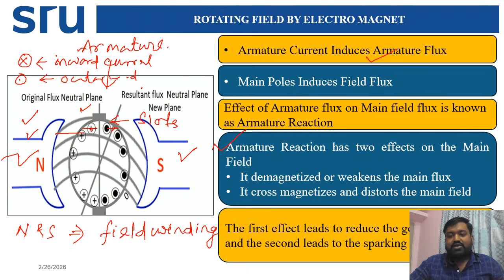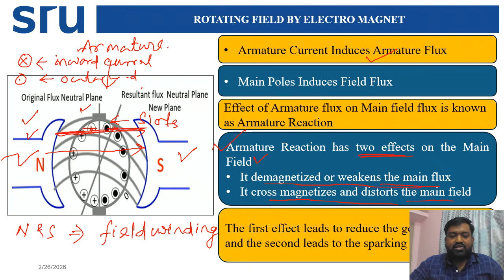And what is the effect of armature reaction? Armature reaction has two effects on the main field. First, it demagnetizes or weakens the main flux. Suppose the main flux is going from north to south, then if the armature flux comes, it may weaken it, and the field can be reduced by the armature. Another part is that it cross-magnetizes and distorts the main field. That means the field path will be distorted, and the flux may go in some other directions.